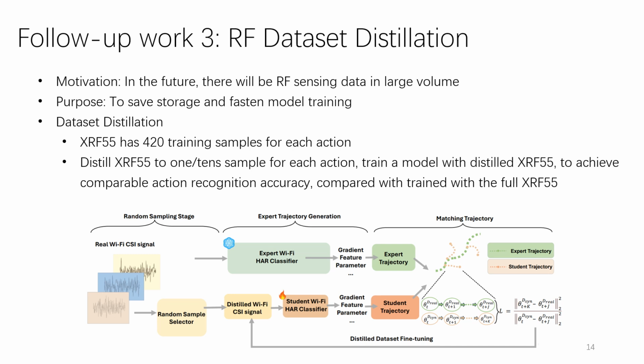Purpose: the main goal of dataset distillation is to reduce the storage requirements of large datasets while simultaneously speeding up the model training process. The XRF55 dataset contains 420 training samples for each action, providing a substantial amount of data for effective training. By employing dataset distillation techniques, we can reduce the XRF55 dataset to 1 or 10 samples for each action. A model will be trained using the distilled version of XRF55. The aim is to achieve comparable action recognition accuracy to that of the model trained with the full XRF55 dataset.